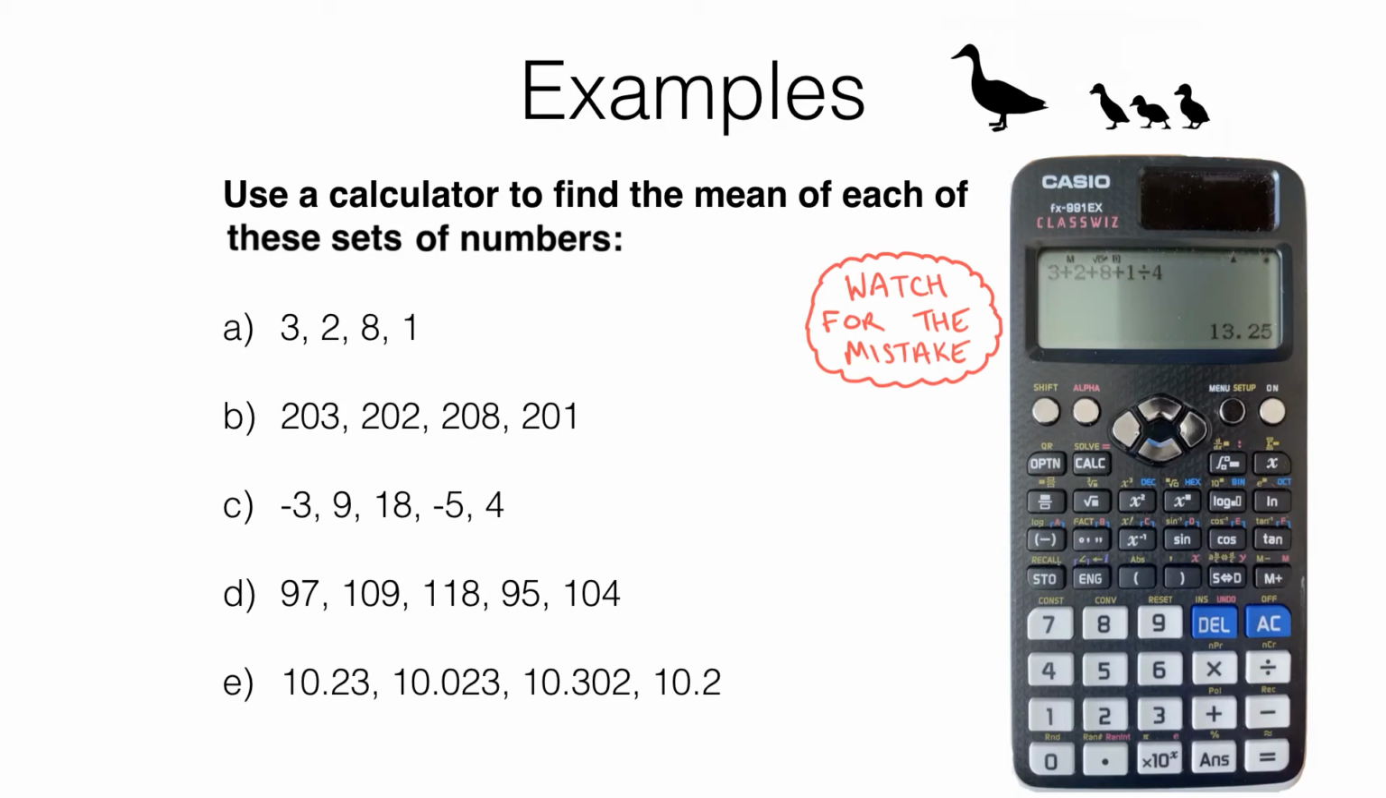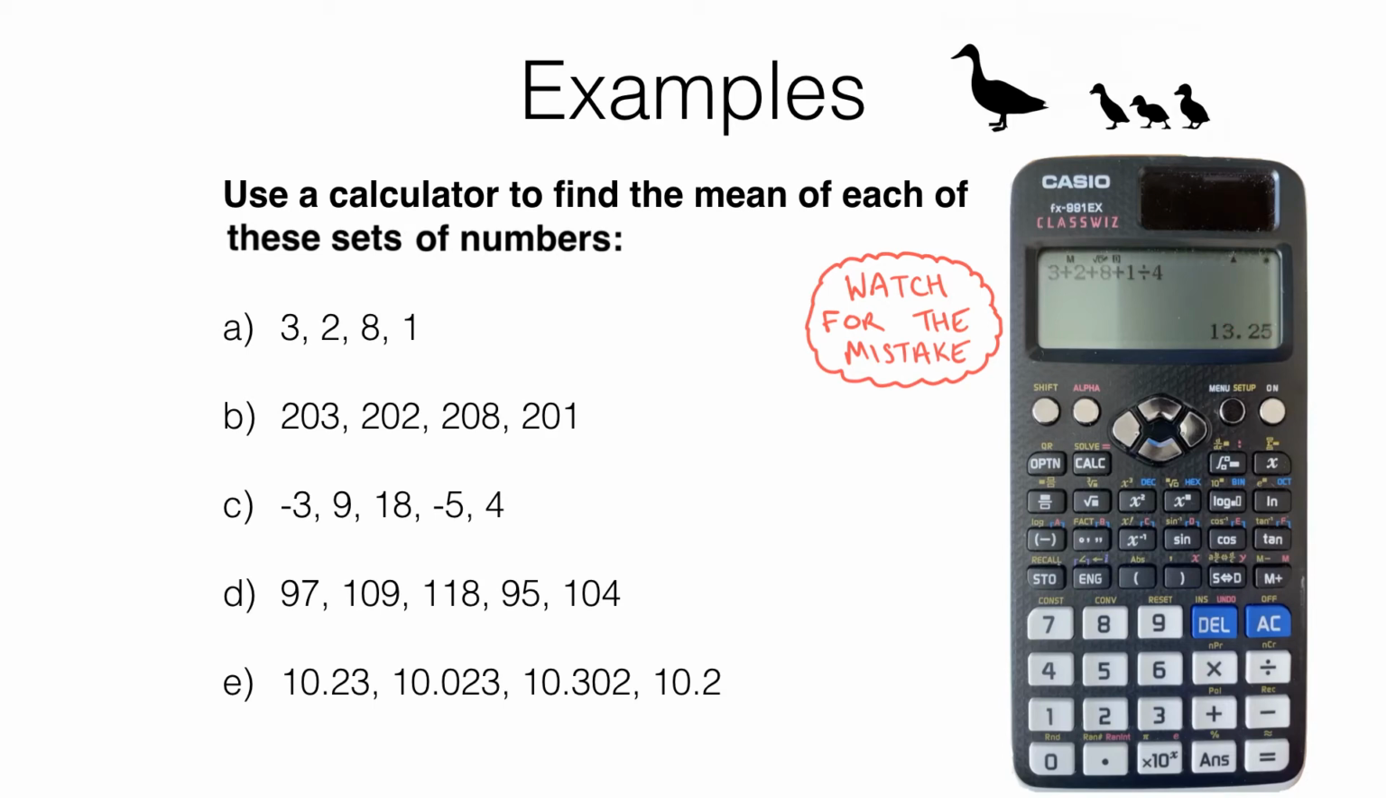Well, remember your order of operations. What's happening first in this calculation is the 1 divided by 4, because division takes priority over addition. So what they're actually working out is this bit first, 1 divided by 4, which is a quarter, and then these are getting added on. 3 plus 2 plus 8, that's 13. 13 plus a quarter gives you 13.25. And that's not what we wanted.